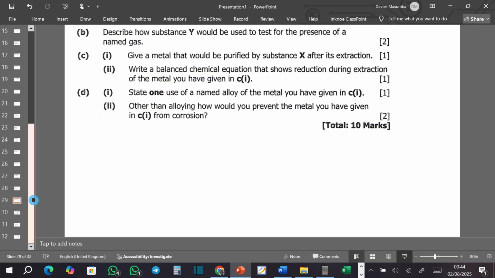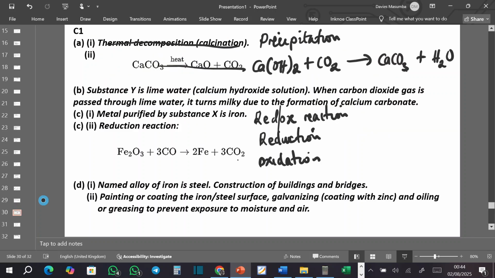Then we get back. Other than alloying, how would you prevent the metal you have given in C1 from corrosion? So how can we prevent iron from corrosion? So we can say painting or coating the iron or steel surface, galvanizing or coating with zinc, and oiling or greasing to prevent exposure to moisture and air. Yeah, so this one is coming from prevention of corrosion.